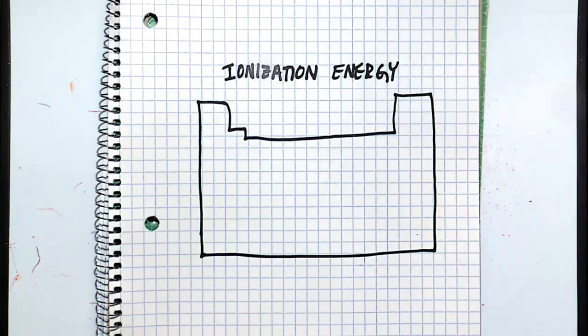So ionization energy is defined as the energy required to strip an electron from the atom. Now, there is an ionization energy to strip off one electron. There is an ionization energy to strip off the second electron. That's called IE2. A third electron would be IE3, so on and so forth.